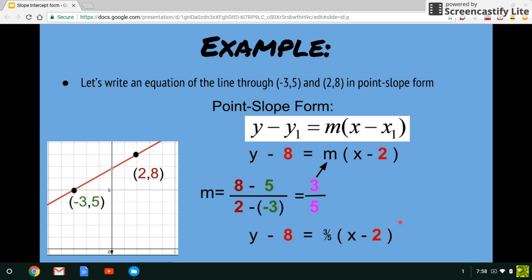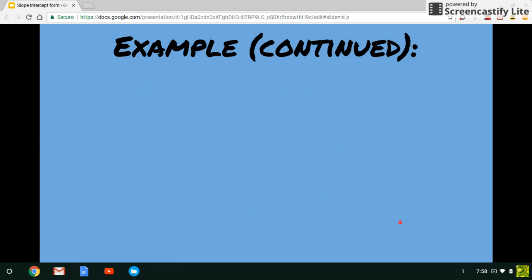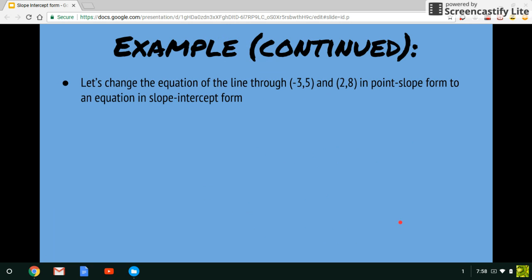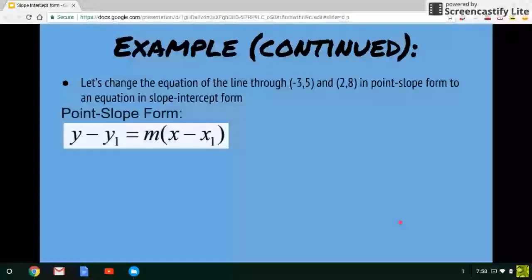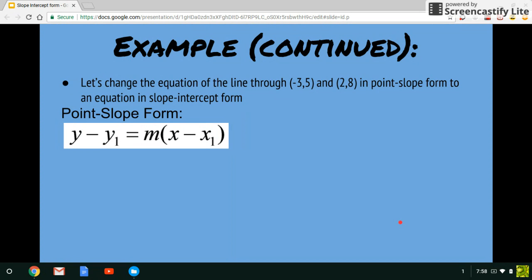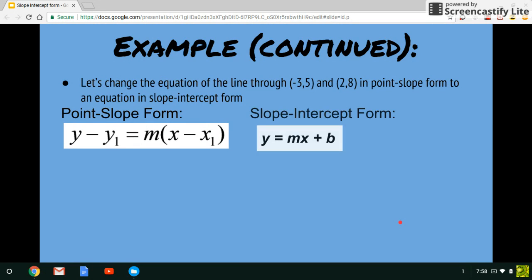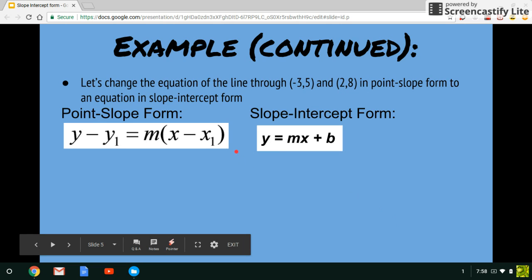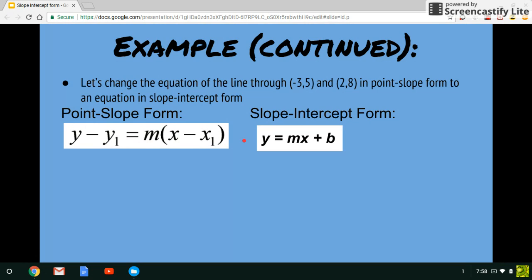So I'm going to show you guys how we can do that, and we're just going to continue with this example. We're going to take the same equation, the same line, through (-3, 5) and (2, 8), and we're going to change it into slope-intercept form. So here's what our point-slope form looks like, and here's our slope-intercept form, just a reminder for us, y equals mx plus b. So we're going to go from this to this.